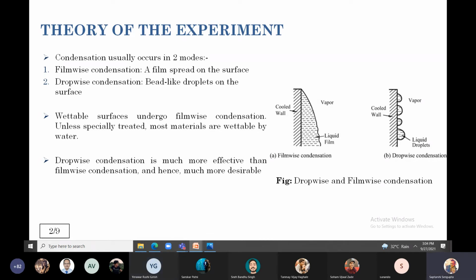No, it's not higher surface area. It's because in film-wise condensation, we have a film of liquid coating the surface, and that film of liquid contributes to the heat transfer resistance. So since film-wise condensation usually has a higher heat transfer resistance, the rate of heat transfer is much lower. That is the reasoning why dropwise condensation is more effective.